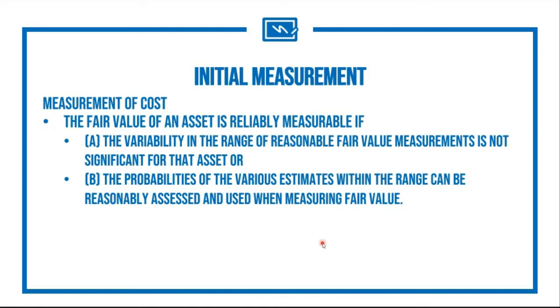So again, it depends from one entity to another. But the concept here is both parties must be able to agree that the range is not significant. Or letter B, the probabilities of the various estimates within the range can be reasonably assessed and used when measuring the fair value. So meaning, there should be established probabilities, and the probabilities that are used are all possibly expected when the fair value is being computed. To reiterate and to emphasize, fair value could either be a single amount or a range of amounts. In case it is a range of amounts, you need to establish that the range, or the difference between the ranges, is not significant, and the ranges have certain probabilities that are established so that we can compute for the fair value.